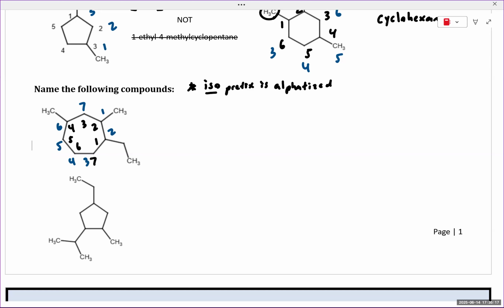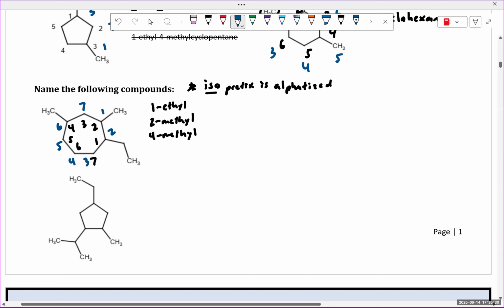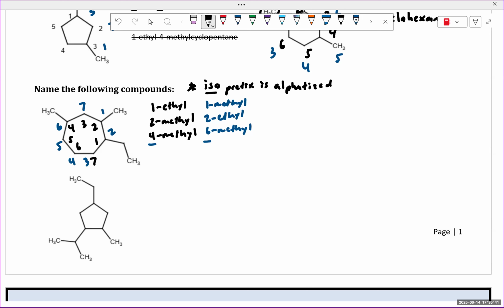In this case, let's list our locant numbers. So in this case, we have 1-ethyl, 2-methyl, 4-methyl, versus the alternative set of locant numbers, which have 1-methyl, 2-ethyl, 6-methyl. In this case, the tie is broken at the third locant number, and we're going to use the smallest set of locant numbers sequentially. So we'll use the locant number set 1, 2, 4.